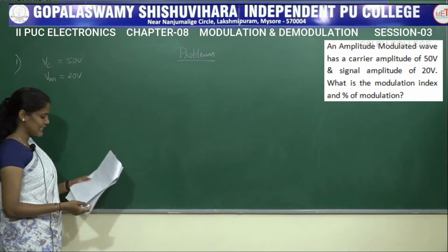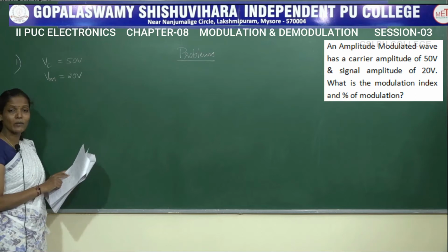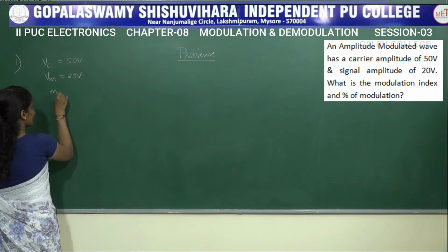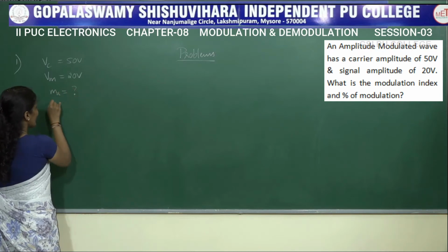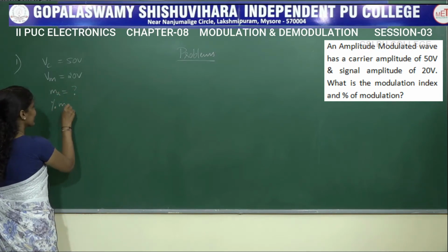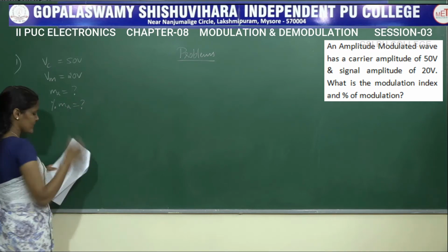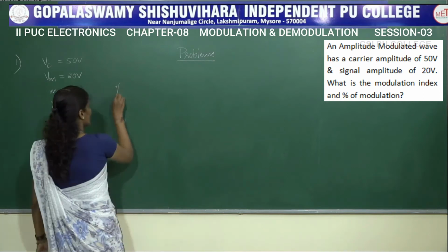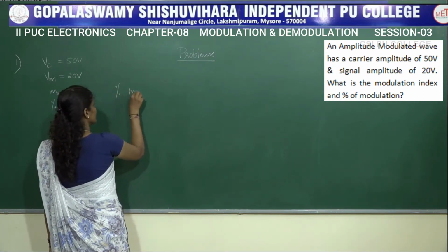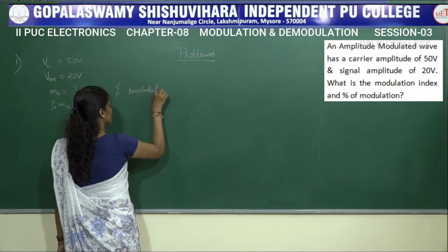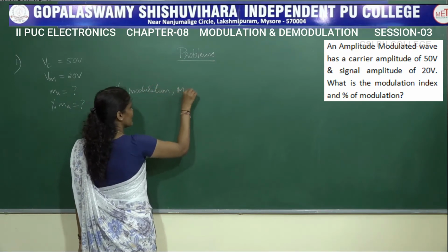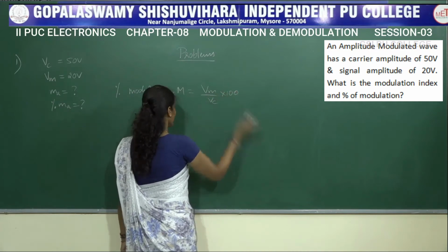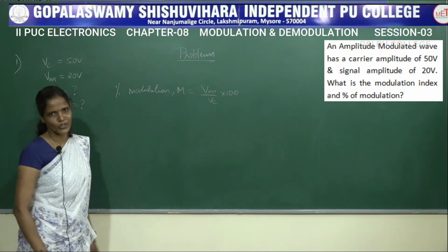What is the modulation index they have mentioned in the amplitude modulated wave. The modulation index will be denoted by MA, and they have also asked the percentage modulation, which is nothing but percentage MA. So percentage modulation will be denoted by capital letter M, which is equal to Vm divided by Vc into 100. Doing this, we get the percentage modulation.